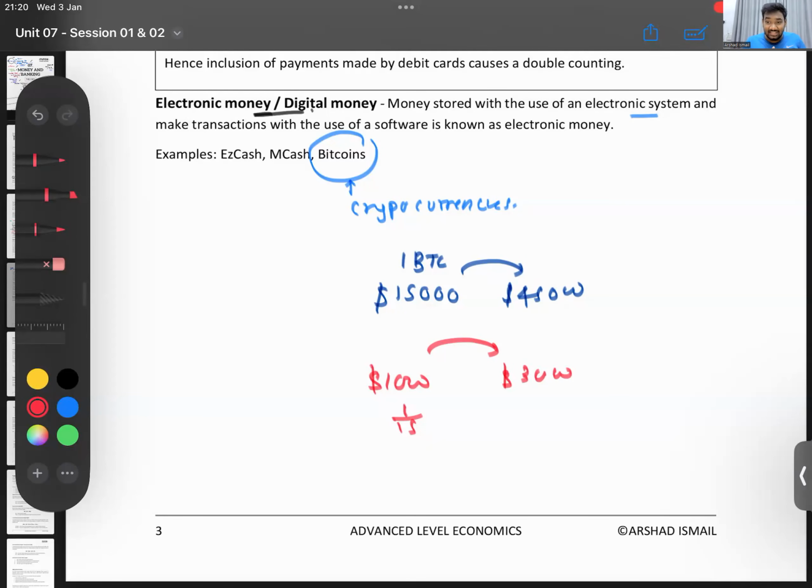It's not illegal in Sri Lanka. The central bank doesn't talk about it much. They don't completely ban it, but they don't encourage it much either. They say you do it on your own, we are not going to help. Losses also happen when the price comes down. I'll tell you, I think in 2022, at one point one Bitcoin was $69,000. Okay, I'll just show you the Bitcoin price.